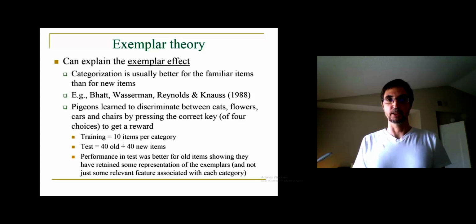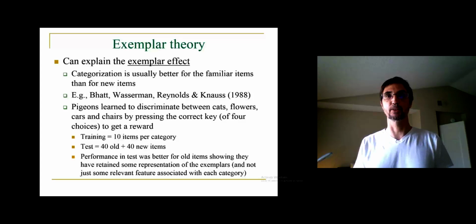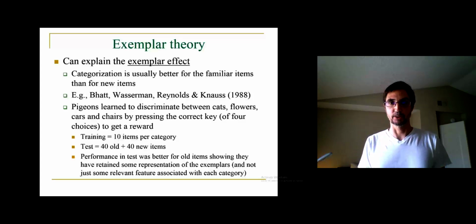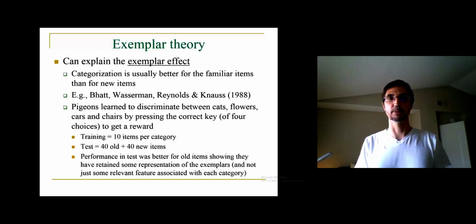This study again used pigeons, and the pigeons learned to discriminate between pictures of cats, flowers, cars, and chairs, and they had to do so by pressing one of 4 keys. Each key was associated with a particular category, and they had to pick the right key for the right picture. In the training trials, there were 10 pictures per category, and they learned to respond to a criterion. Then in the test trials, they had 40 old pictures and 40 new pictures of these 4 kinds of items, and they looked at how quickly they learned to categorize these new ones.